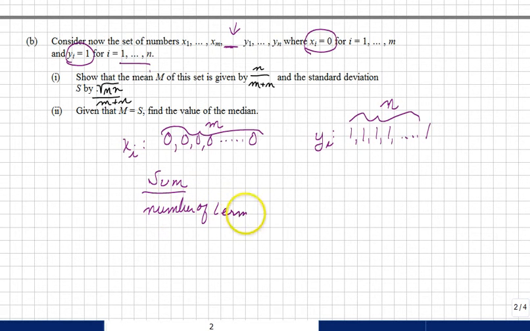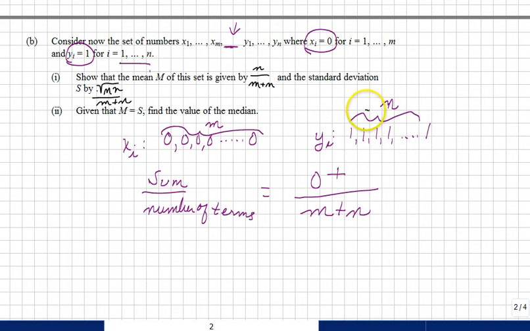Okay, so the number of terms, that's pretty easy, because in the x group there's m terms, and in the y group there's n terms, so the total number of terms is going to be m plus n. Now what's going to be the sum of the terms? Well, the sum of all the x's is going to be 0. 0 plus 0, it doesn't matter how many there are. The sum of all the y's, well, each one is 1, so it just depends on how many terms there are.